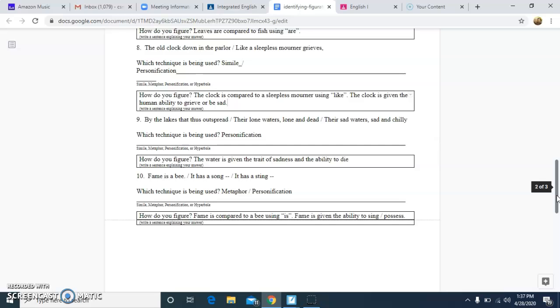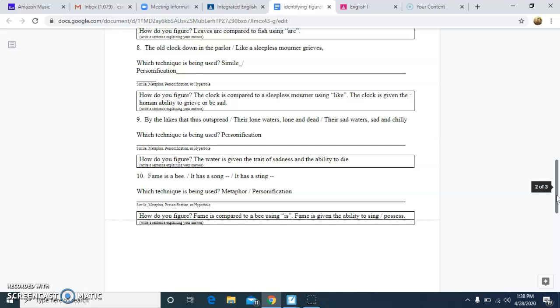Okay? And then number 10 is actually 2. Okay? First of all, it's a metaphor because it's saying fame is a bee. Okay? So fame is compared to a bee using is. And then it's personification because fame has a song. So we're giving fame the ability to sing, right?